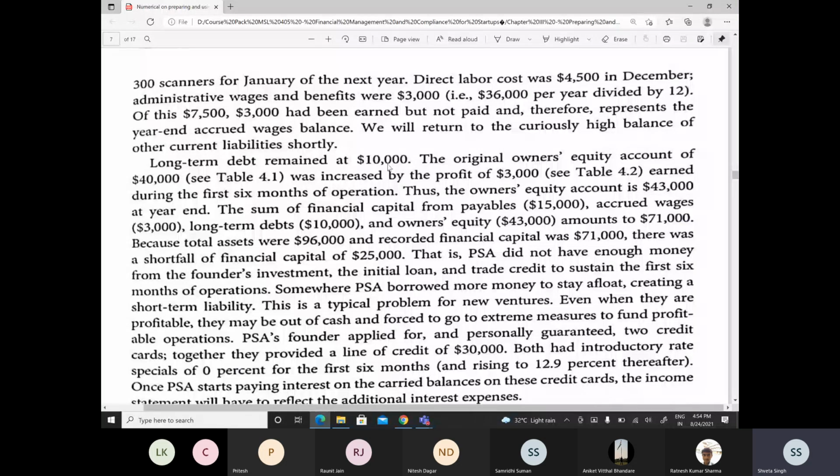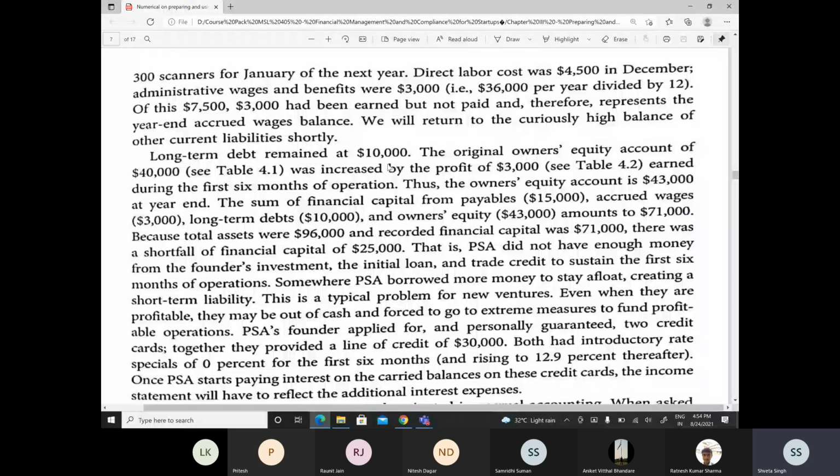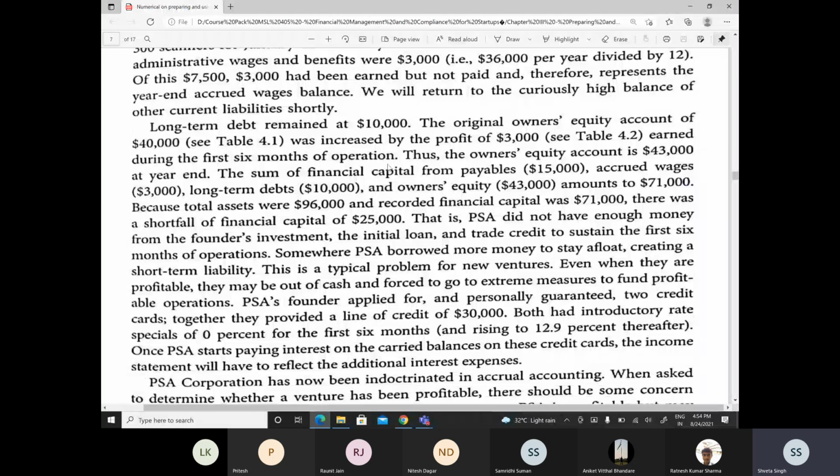The original owner's equity account of 40,000 was increased by the profit of 3,000 earned during the first 6 months of operations. Thus, the owner's equity account is now 43,000 at year end. The sum of financial capital from payables, that is 15,000, accrued wages of 3,000, long-term debt of 10,000, and owner's equity of 43,000 amounts to 71,000.